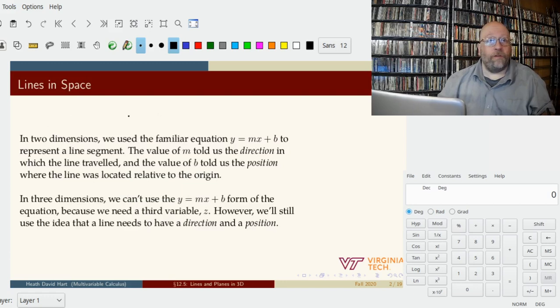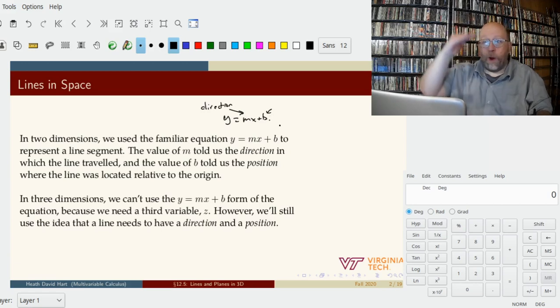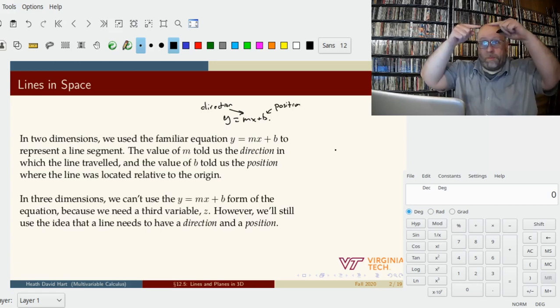In 2 dimensions, we use the equation y equals mx plus b to represent a line. The value of m told us the direction that the line pointed, and the value of b told us where to position the line relative to the origin. The higher b was, we anchored it to the y-axis at that point.